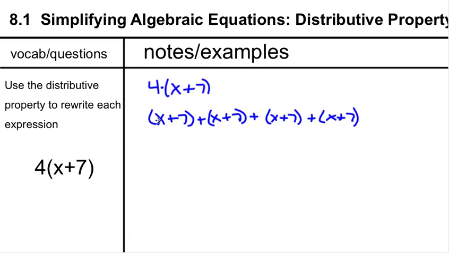Well, if I was to do this, I'd have 1, 2, 3, 4 x's. And I'd have 7 and 7 is 14, plus 7 more is 21, plus 7 more is 28. I would get this as a final answer. Well, sometimes this could be really painful to write out. Let's say I made this 114 times x plus 7. Do you really want to write this out 114 times? I wouldn't. So there's got to be a quicker way.